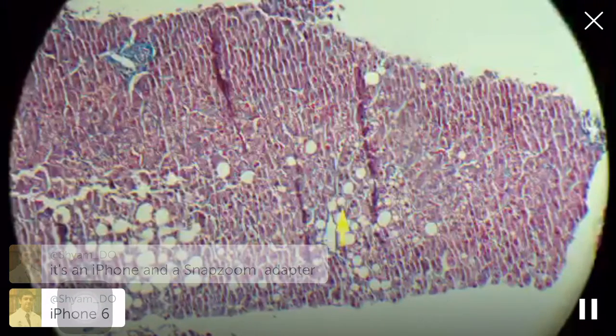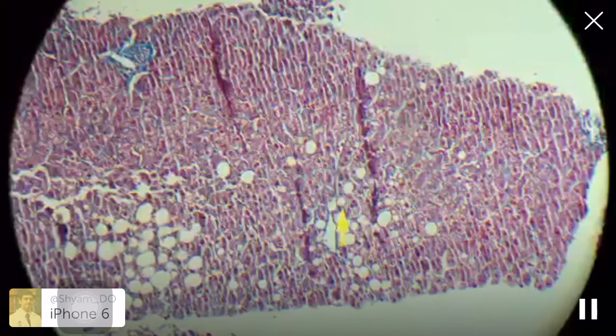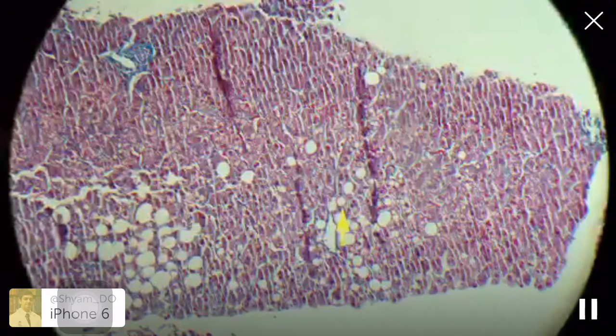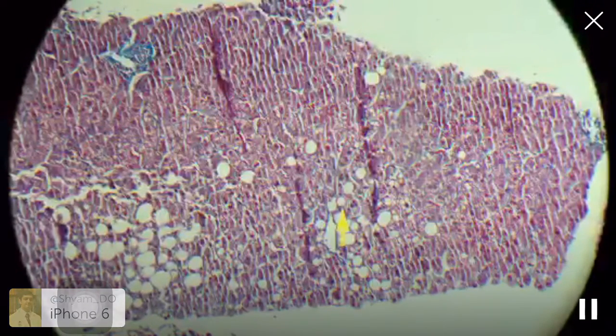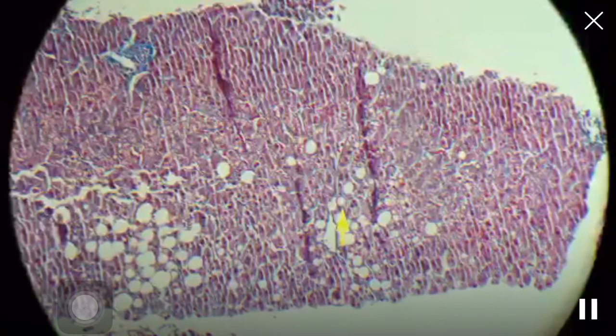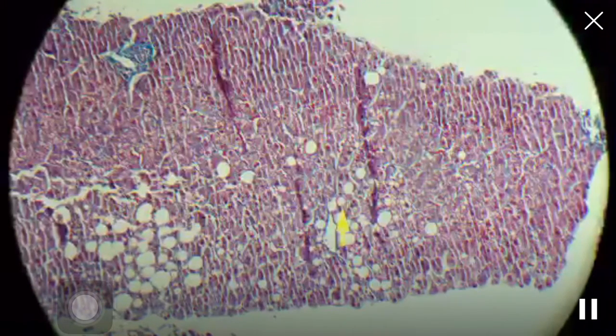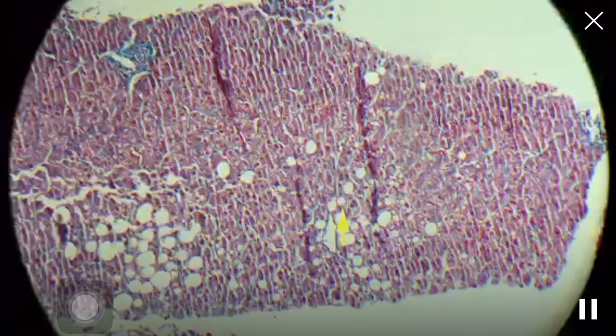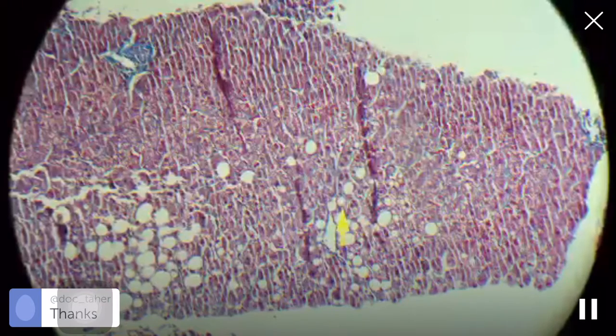Is that enough to call it fatty liver disease? There's no steatohepatitis and there's no steatofibrosis. Is that enough to call it fatty liver disease? Yes. How much fat can be considered physiologic in the liver? Less than 5%, which means just scattered droplets here or there. This is clearly more than that. So this is fatty liver disease.